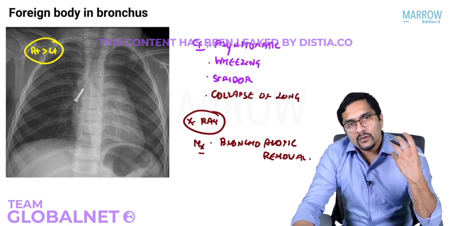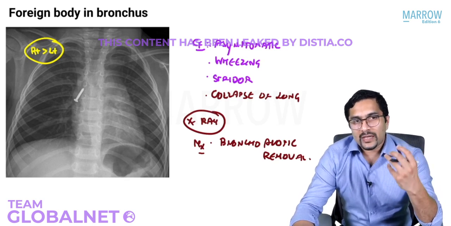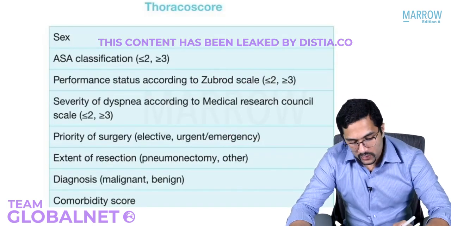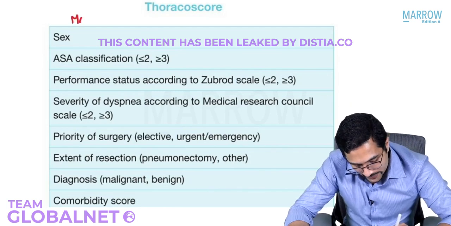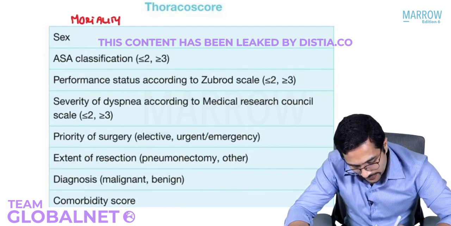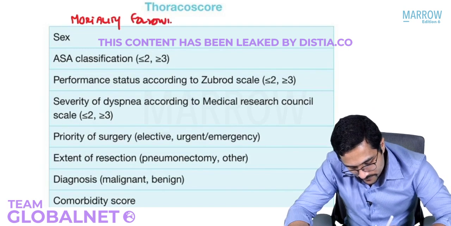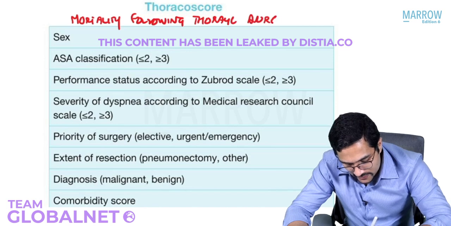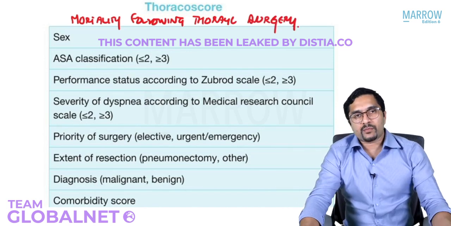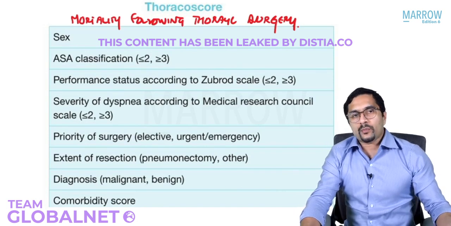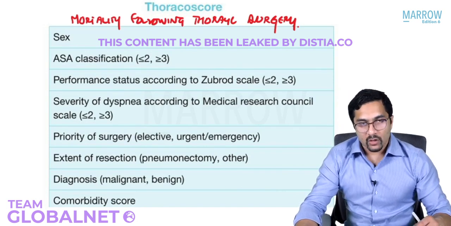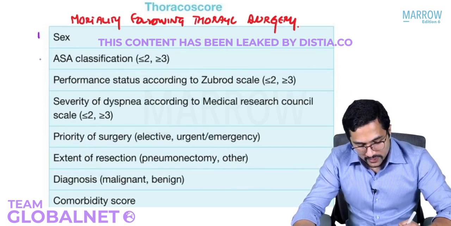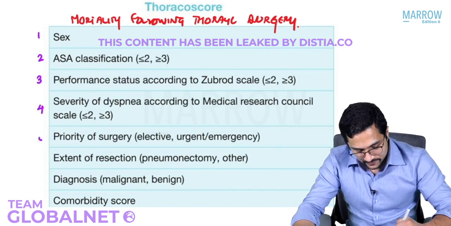Now, before we talk about other conditions in thoracic disorders, I want you to know about thoracoscore. So this thoracoscore tells us about the mortality following thoracic surgery or lung resection. So thoracic surgery, when you're opening up the thorax, it's a major procedure, and post opening up the thorax, there can be morbidity and mortality, and to predict that we can use thoracoscore. Now thoracoscore takes into account 9 parameters.